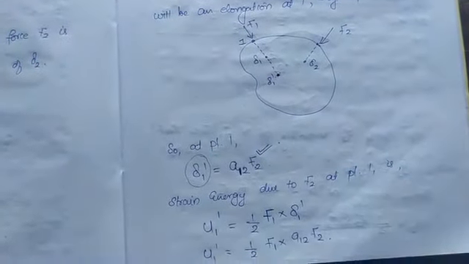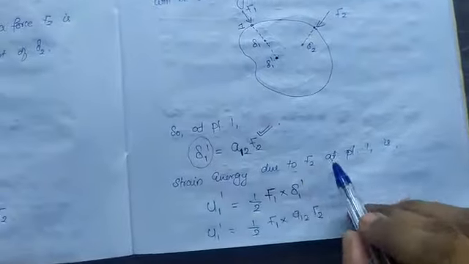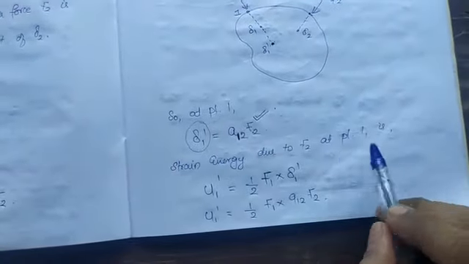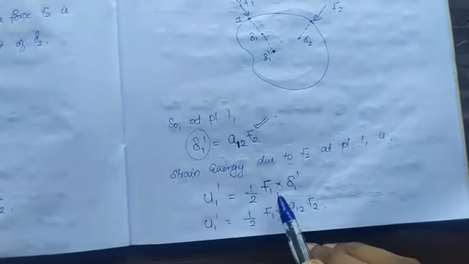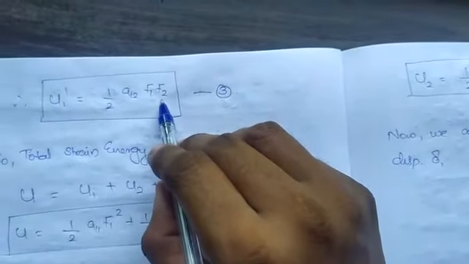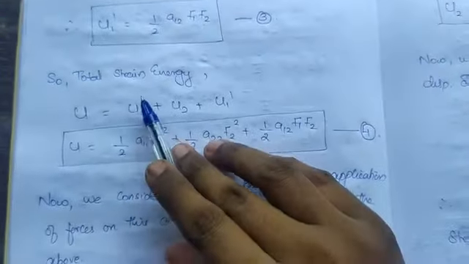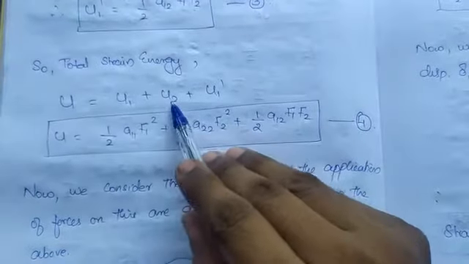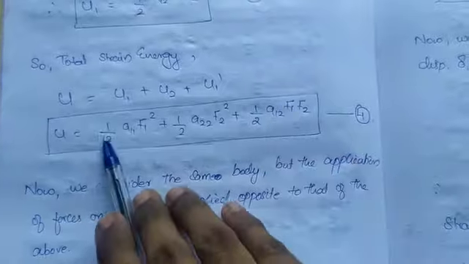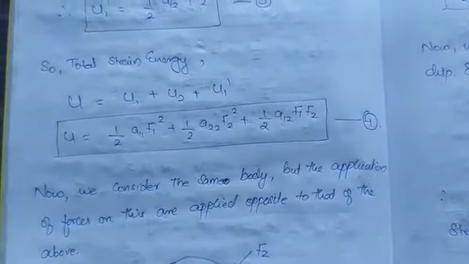Clear? So the strain energy due to F2 at point 1 is U1 dash equal to 1 by 2 F1 into delta 1 dash. You substitute it, you will get 1 by 2 A12 F1 F2. So the total strain energy is U1 plus U2 plus U1 dash. This will give you this equation. So this is the first case.